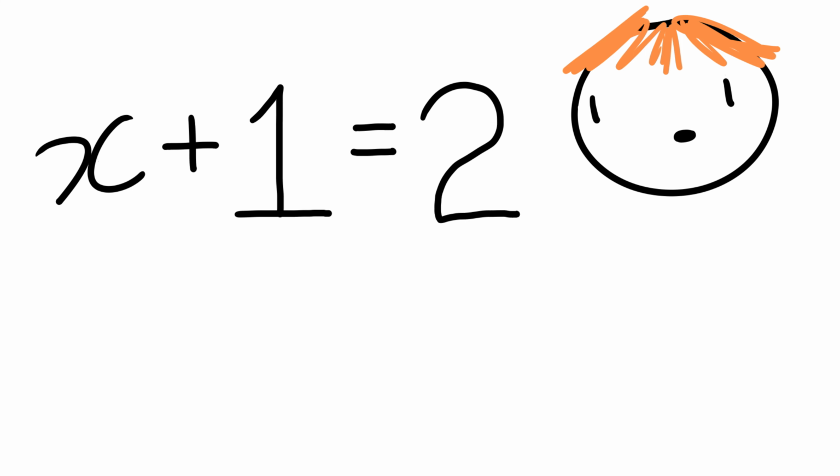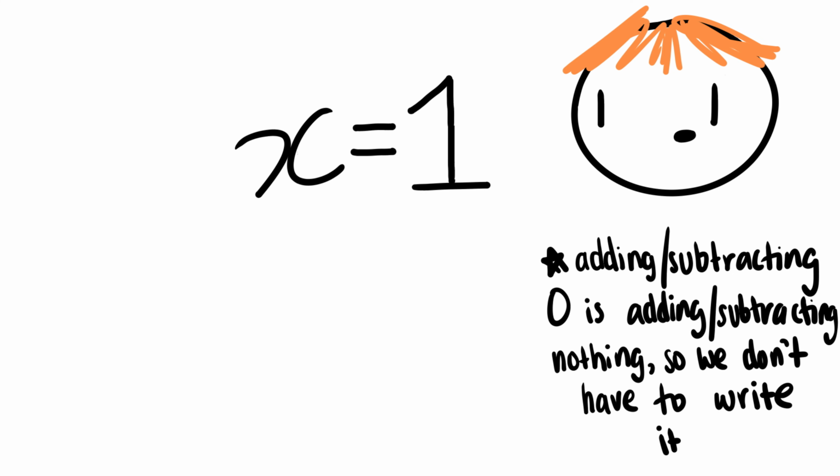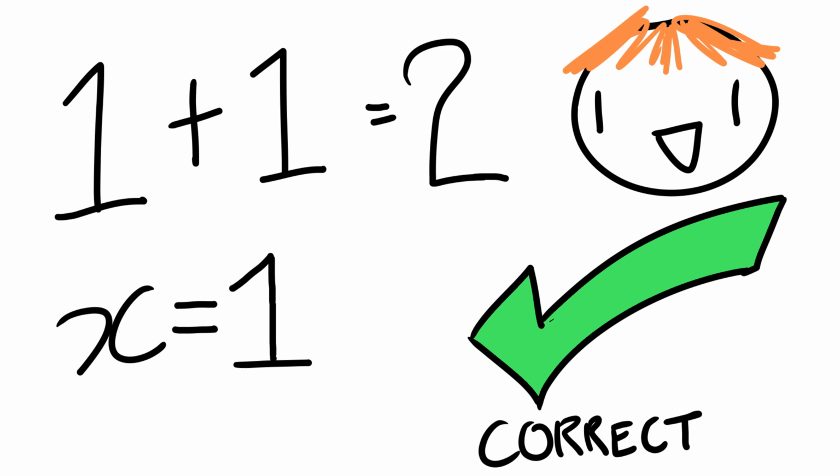So back to the equation we were talking about. x plus 1 equals 2. So we can subtract both sides by 1, which results in x equals 1. So x is equal to 1. We can double check this by plugging in 1 for x, since that's what we got. x plus 1 equals 2, and if we plug in 1 for x, 1 plus 1 equals 2.